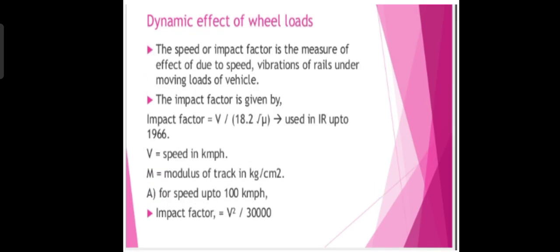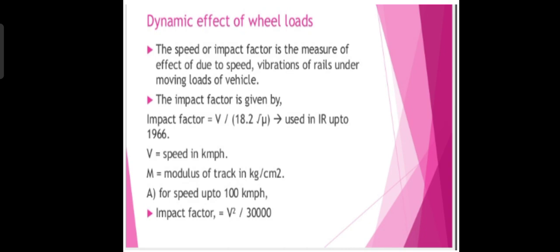Dynamic effect of wheel loads. The speed or impact factor is a measure of the effect due to speed, vibration of rails under moving loads of vehicles. The impact factor is given by impact factor equals V divided by 18.2 root mu. This is used by IR up to 1966. V is the speed in kilometer per hour. mu is the modulus of track in kg per centimeter square.